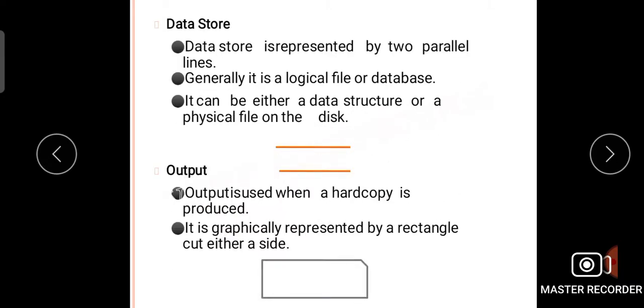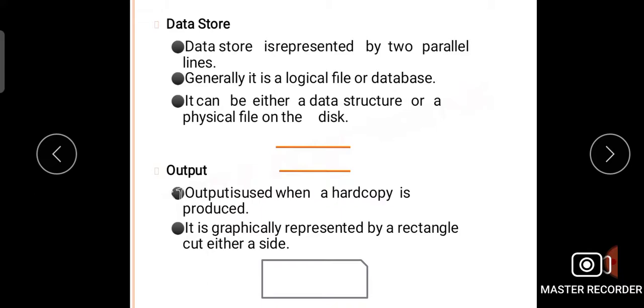Next, data store. A data store is represented by two parallel lines, and generally it is a logical file, and we can also call it a database. It can be either a data structure or a physical file on the disk.